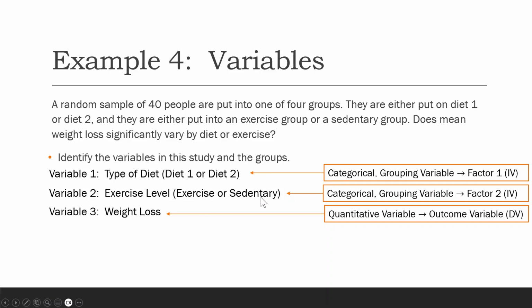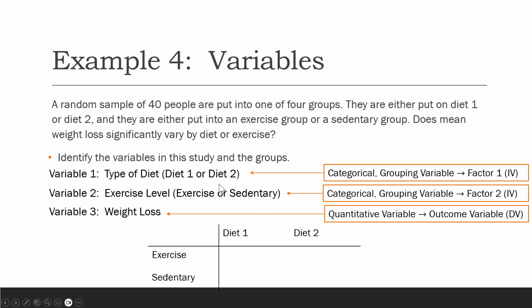The same thing happens to the exercise or sedentary groupings. That doesn't make two variables, it's two values of a single exercise level variable, right? But in either case, what we're going to do in a study like this is we're going to assign individuals to combinations of these groups.